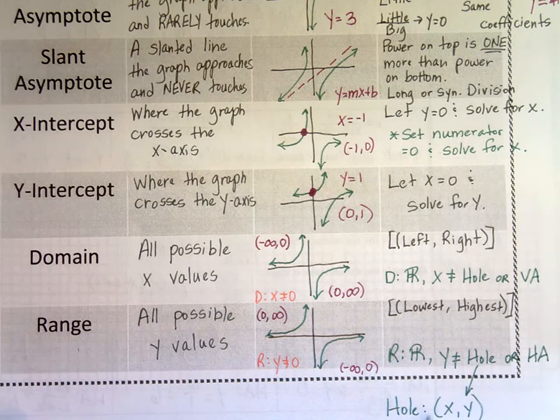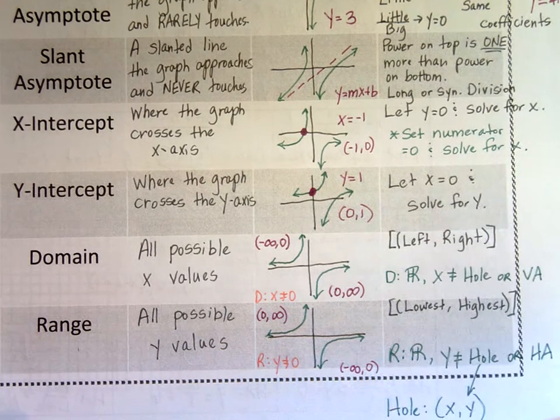Now for the range, y can't equal whatever the y value is of your hole or where your horizontal asymptote is. So in our case, our horizontal asymptote is y equals 0, the x-axis. So my range for this guy is y can't equal 0. All right, so that was our graphic organizer. That's going to be really important to us. We're going to flip back and forth to that quite a bit.